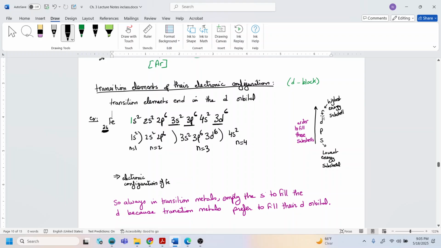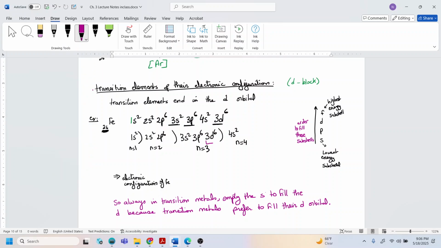When you look at the subshells, the S, the P, the D, and the F, the F is the highest energy subshell, and the S is the lowest energy subshell. For the transition metals, because they are D block, we always empty the S to fill the D. Over here, the D has 6 electrons, so it still has a capacity of accepting more electrons, because the total number of electrons for the D is 10. So you empty the s orbital to fill the d, and you can fill it to the max.